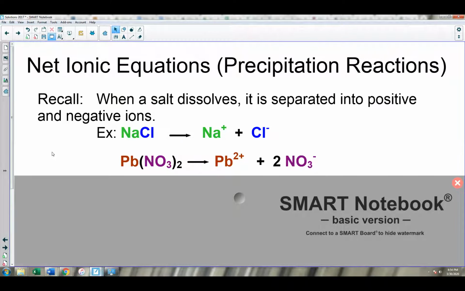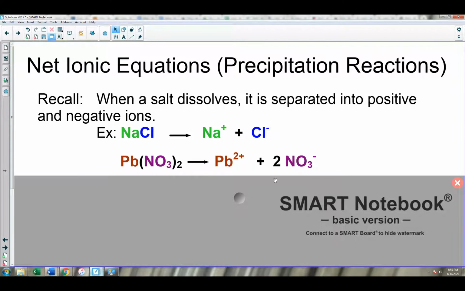So I have here an example of dissociation reactions that we were writing. These are two different soluble ionic compounds: sodium chloride and lead 2 nitrate. Remember, it's lead 2 because it's got a positive 2 charge, so I need 2 nitrates to go along with it. Sodium chloride dissolves, so if I dissolved it in water, it would separate into sodium ions and chloride ions. And if I took lead 2 nitrate and put it in liquid water, it would separate into lead 2 ions and nitrate ions.